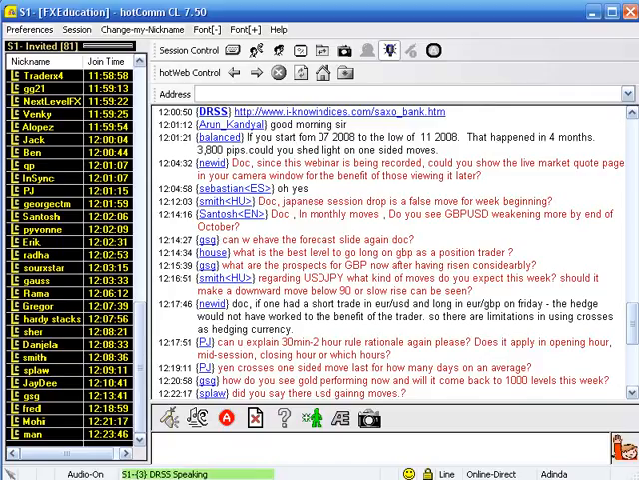Okay. In monthly moves, Santosh has got a question. In monthly moves, do you see GBP USD weakening more by end of October? Yeah, by end of October, Euro and GBP are expected to lose. And next month, you will find they will considerably lose their strength.